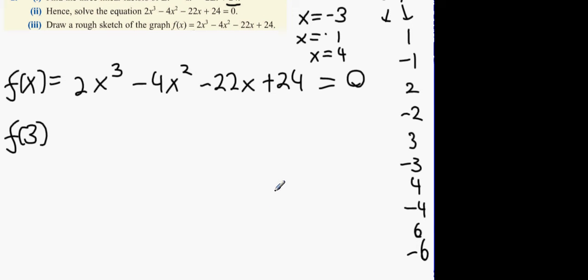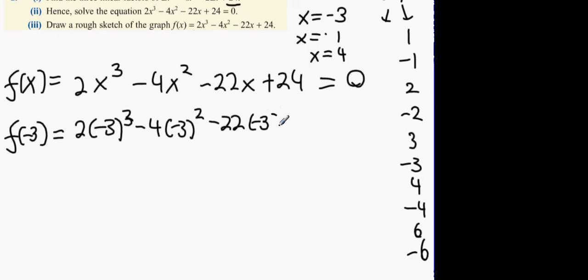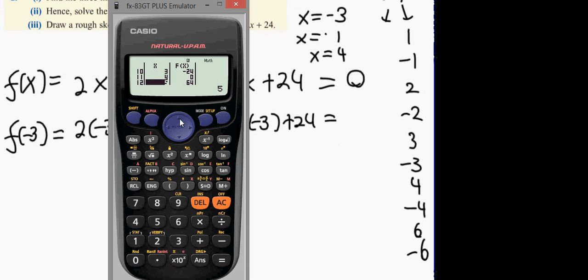Stop there. What I'm going to do next is the following. You have to show your workings. The examiner isn't going to know you did that. So what you're going to do is replace x with -3, and you're going to say, okay, I'm going to test -3 first. 2 times -3 cubed minus 4 times -3 squared minus 22 times -3 plus 24. Now, I already know. You can test it out again if you want, but I already know it's going to equal 0, provided I entered it in properly.